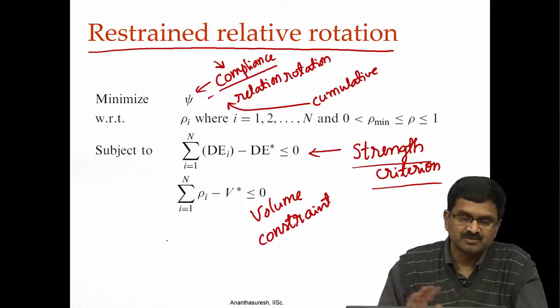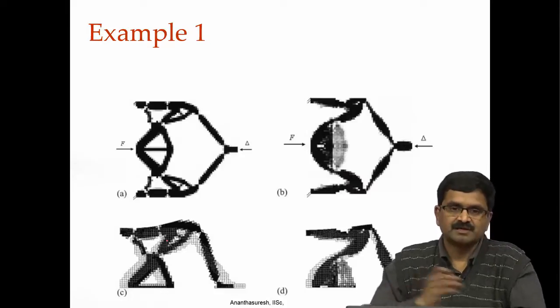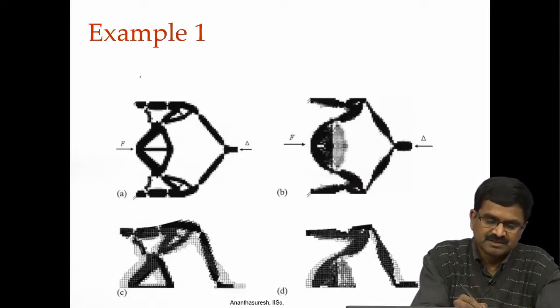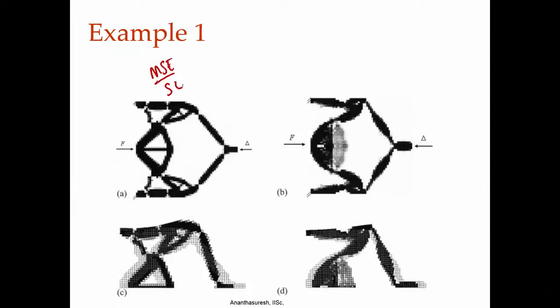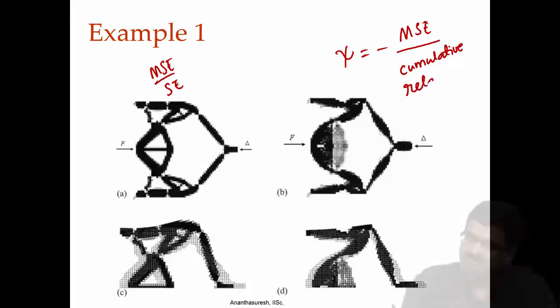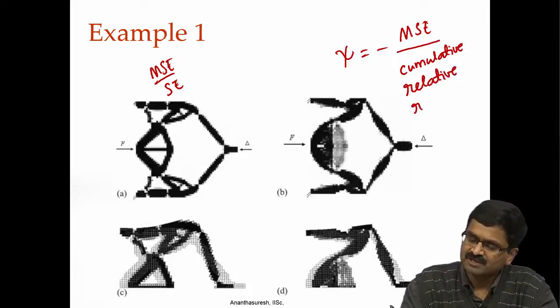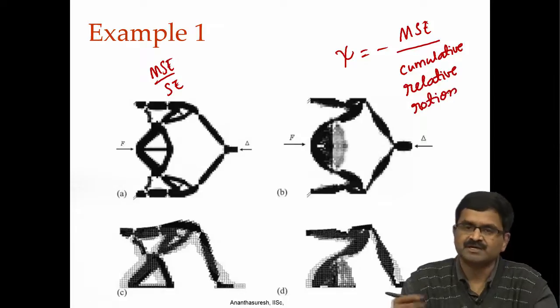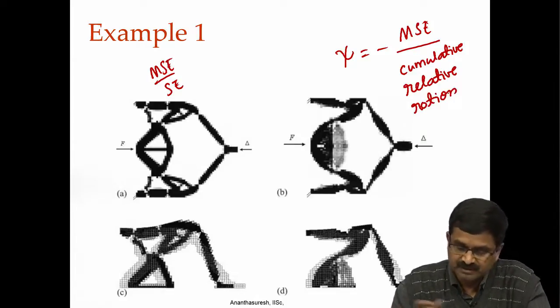So, but in terms of logic, it does ensure distributed compliance. Here, let us look at an example. This one is the usual way, the usual MSE over SE formulation, and this is our new formulation, where psi is the negative of MSE divided by, I can call it, that long summative expression, the cumulative relative rotation in the entire image of the topology during the course of the optimization.